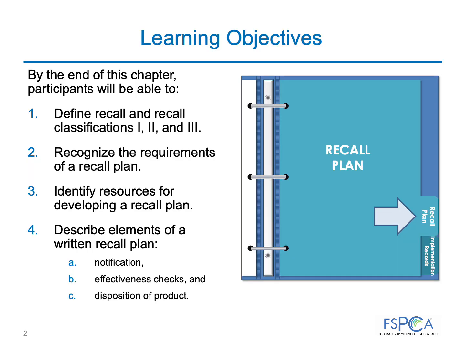The preventive controls for human food regulation requires the development of a written recall plan when a hazard analysis identifies a hazard requiring a preventive control. This module reviews definitions of recall classes, resources for developing a recall plan, and the required elements of a recall plan, i.e., whom to notify when a recall is necessary, how to conduct effectiveness checks, and methods that can be used to dispose of affected product.